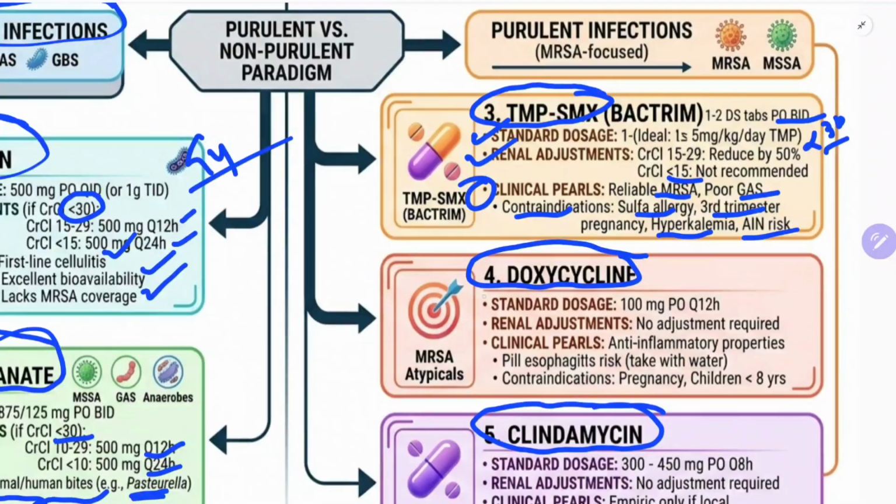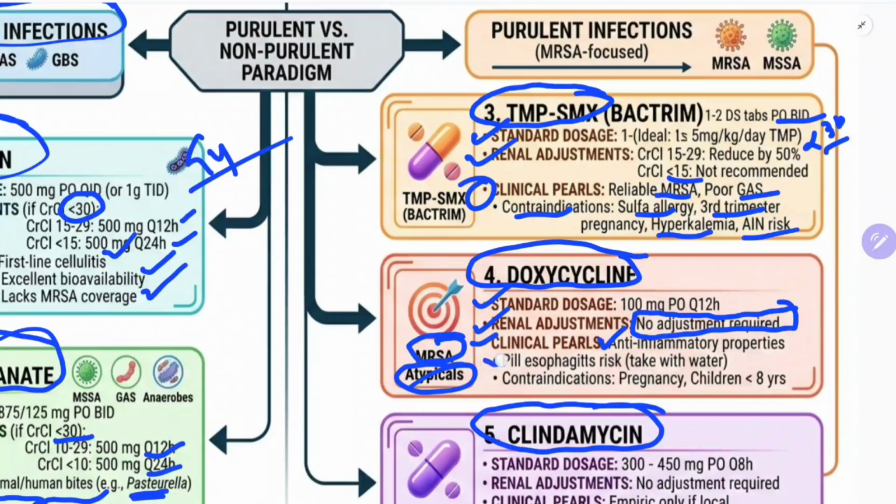Doxycycline. It will cover MRSA as well as atypicals, for example in a patient who has exposure to salt and water, like Vibrio vulnificus. There doxycycline can be used. That is an atypical bacteria. Standard dose is 100 mg every 12 hours. Renal adjustment is not required in the case of doxycycline. This is very important. Clinical pearl, it has anti-inflammatory properties also.